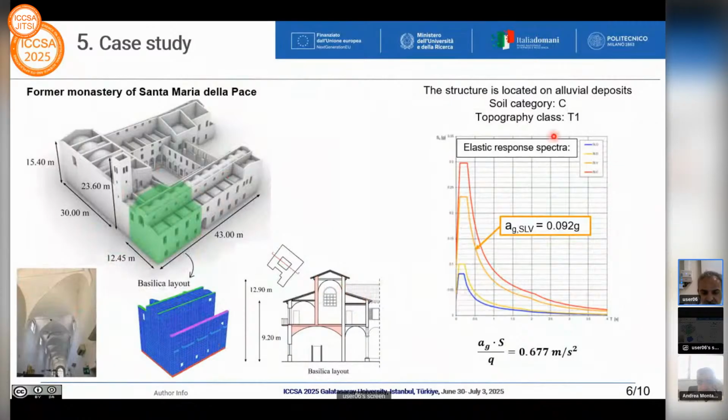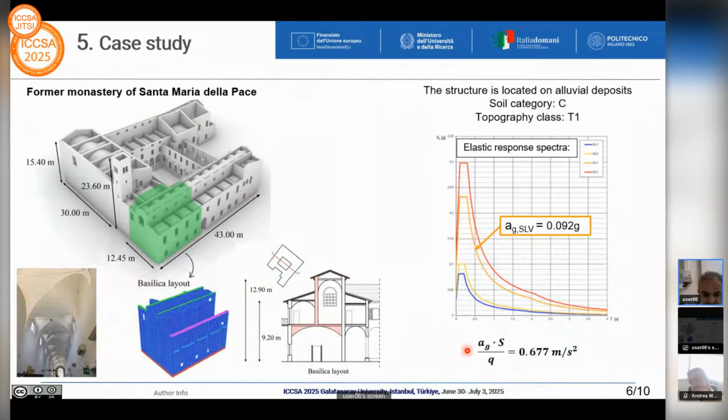This is the elastic spectrum, the different limit states, and the parameter that we have to take into consideration, that we have already commented on in the previous slide, so ag multiplied by S over q is equal in this case to 0.68 meters per second squared.